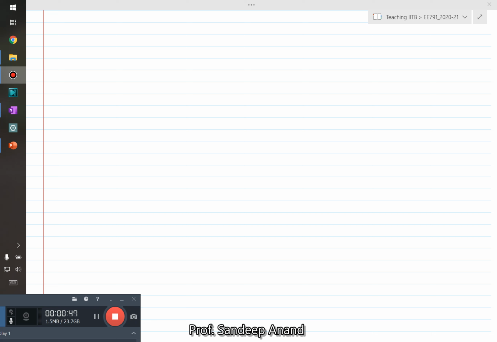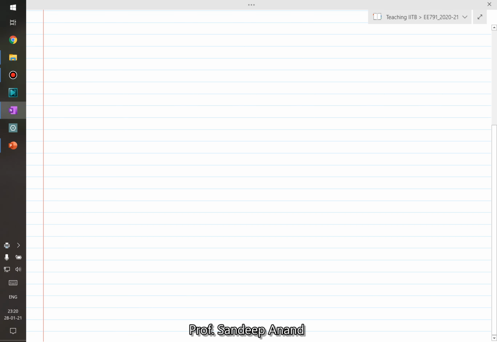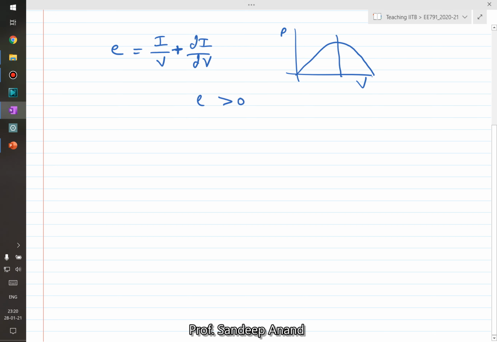wherein we are defining a term E, which can be used as a short form for error, and let us define E is equal to I by V plus di by dV, right? As we have seen in the previous video, if this is the P versus V graph, then if this term E is greater than 0, that means I am on the left hand side. If E is equal to 0, we are operating at MPP, and if this E is less than 0, we are operating on the right hand side, where this point is MPP and the corresponding RHS and LHS are defined.